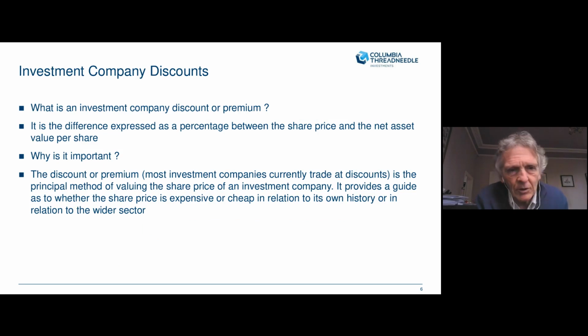And I just want to put this slide in. Some of you will be very familiar with discounts or premiums. Some of you perhaps not quite so familiar. And so my compliance department has insisted I put this in. What is an investment company discount? It's the difference expressed as a percentage between the share price and the net asset value. Net assets of 100, share price of 85, discount 15. Net assets of 100, share price 110, premium of 10.